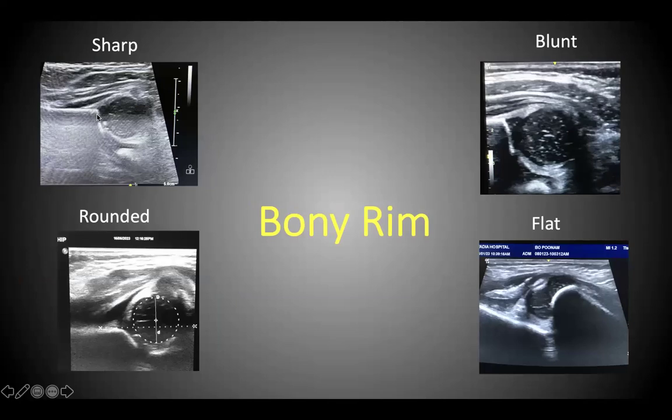Here you can see a very nice and sharp bony rim, as opposed to a blunt one. If you imagine, there is a small corner piece missing here, a chip of the corner missing. So this is a blunt bony rim. This is a rounded bony rim, where it is not really angular nor blunt. You can probably liken it to an arc. And here it is flat again.